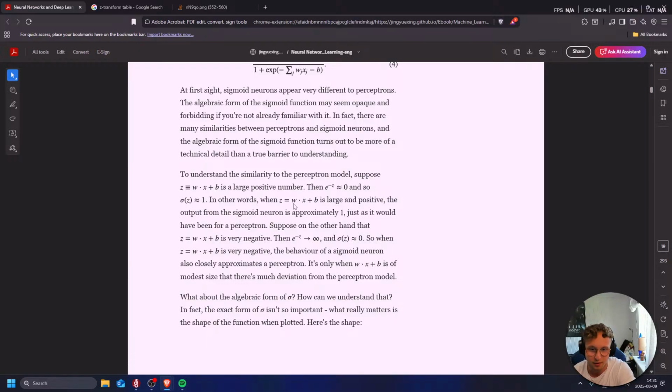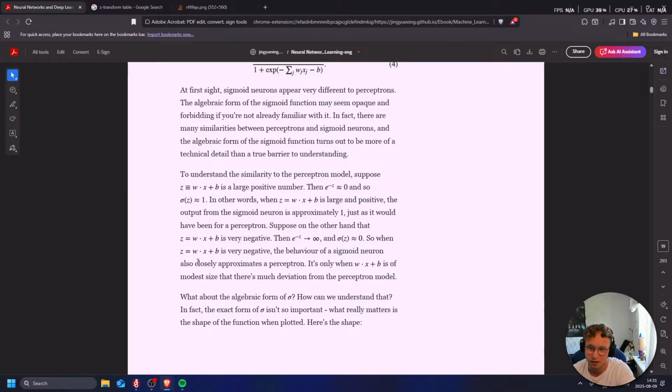Suppose on the other hand that it's a very negative number. Yes, okay, so then it goes to infinity, right? Because this becomes super large, and then you have 1 divided by 1 plus a super large number, which makes the denominator go to infinity, and then you have 1 divided by infinity, which is equal to, or approximately, 0. So when z, the weights dot the input plus the bias, is very negative, the behavior of a sigmoid neuron also closely approximates a perceptron.